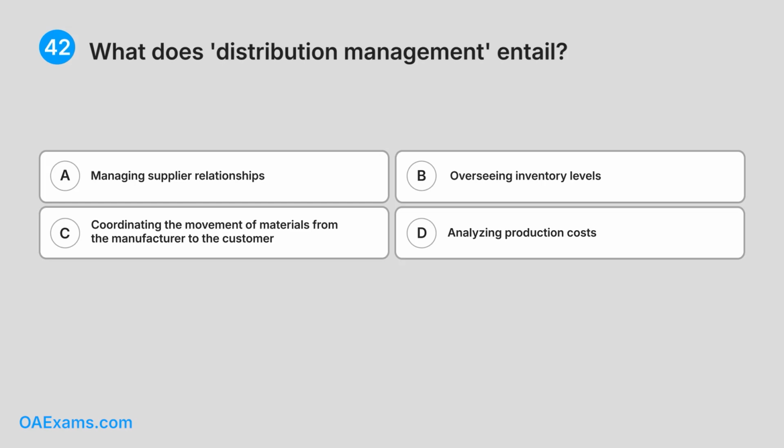A. Managing supplier relationships. B. Overseeing inventory levels. C. Coordinating the movement of materials from the manufacturer to the customer. D. Analyzing production costs. Do you know the answer?